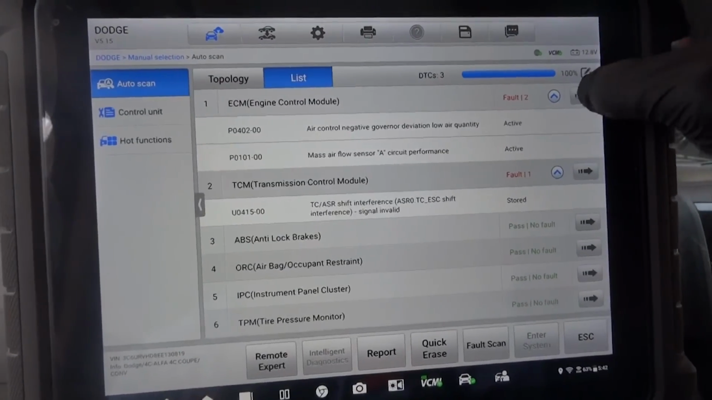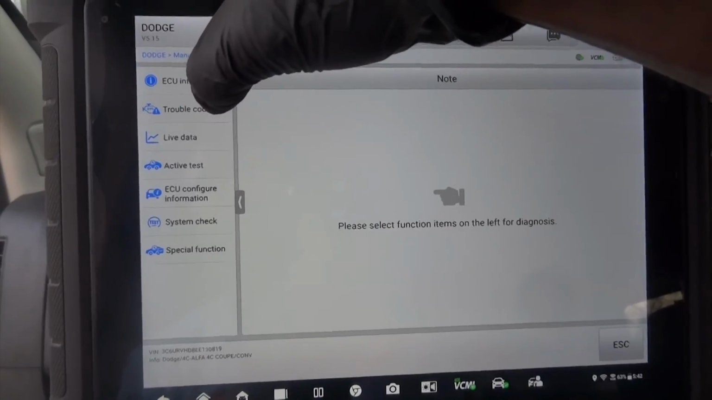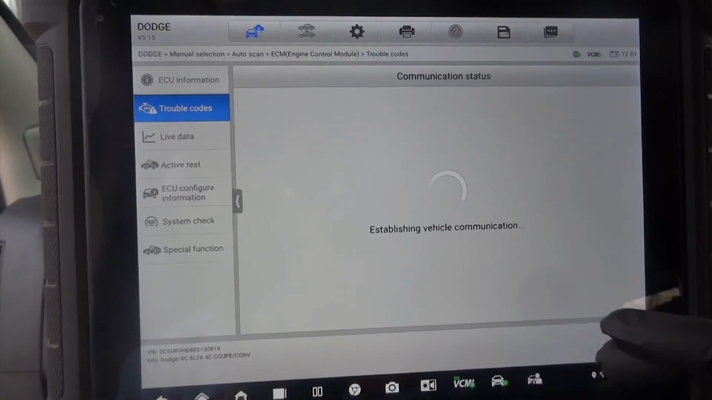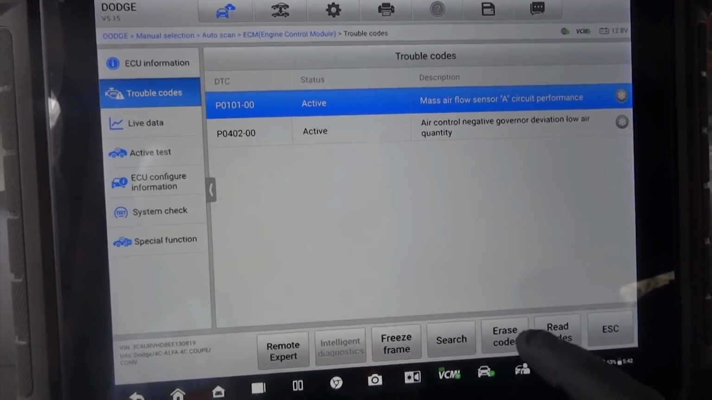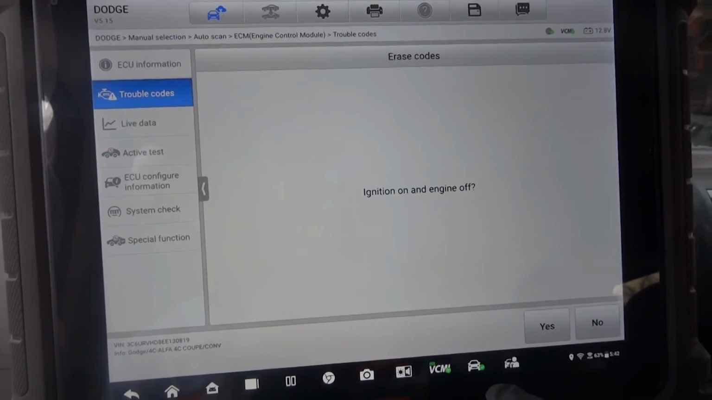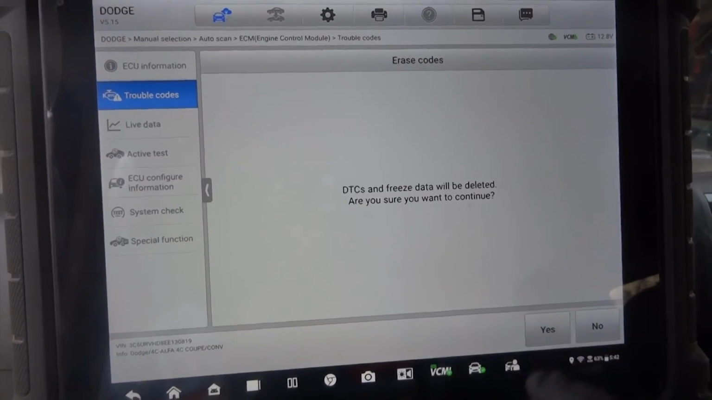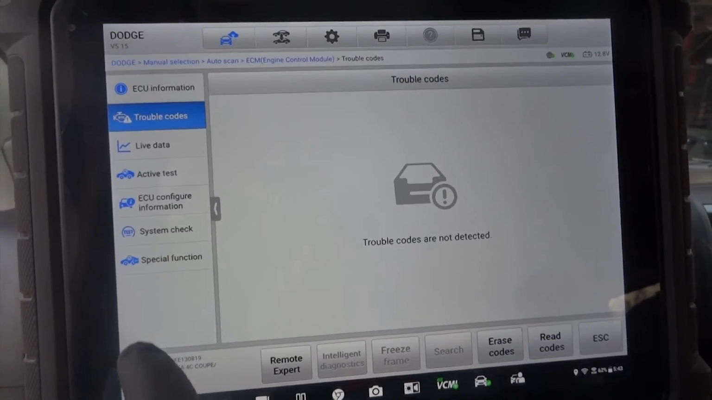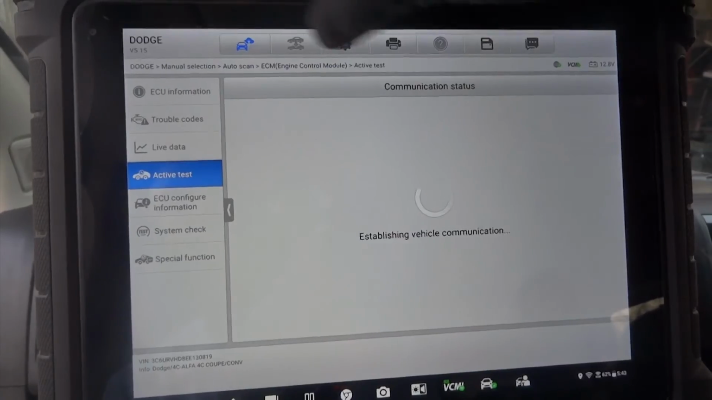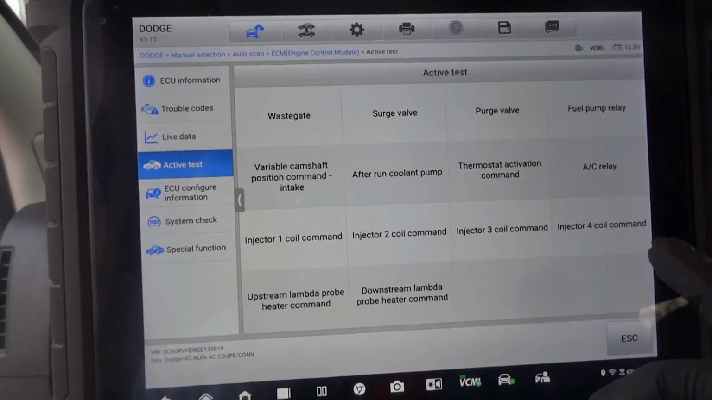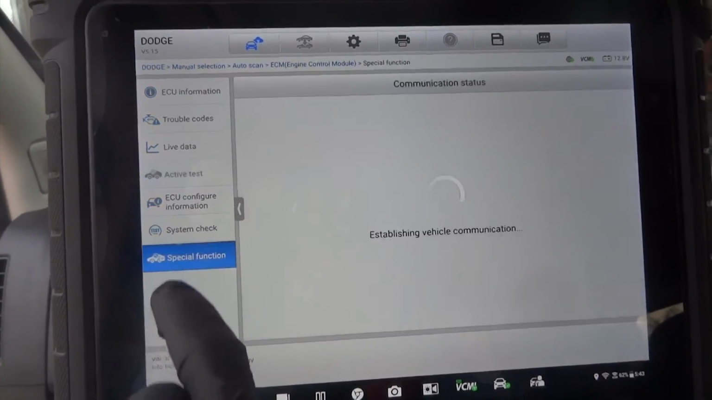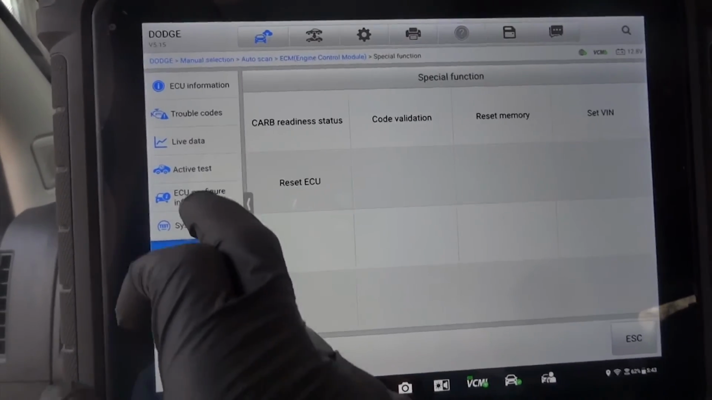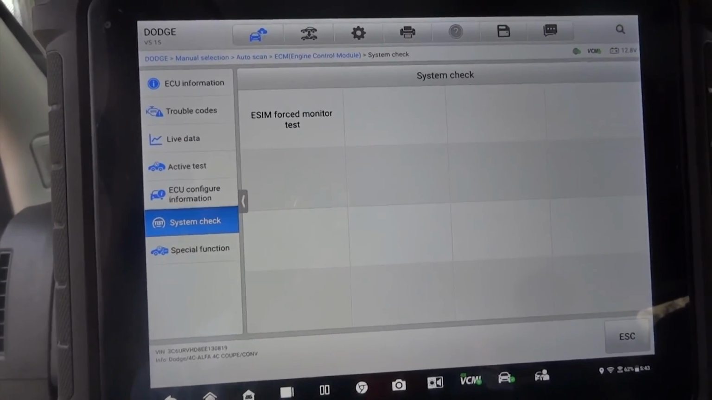Now we're gonna go into the engine computer. I'm going to erase the trouble codes first. We have the same ones, so let's erase these codes. So let's go to active test. So these are the only tests we can do. Let's go to special functions. We cannot do a regen with this thing.